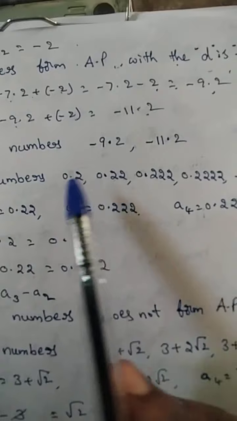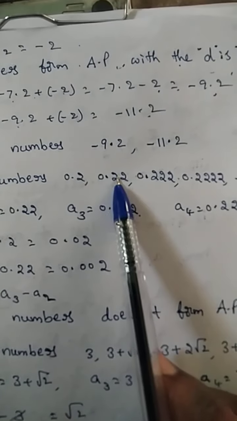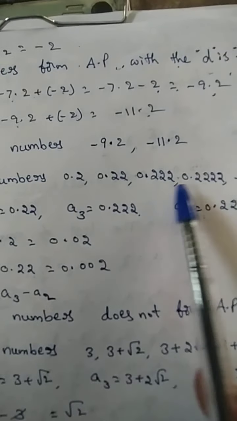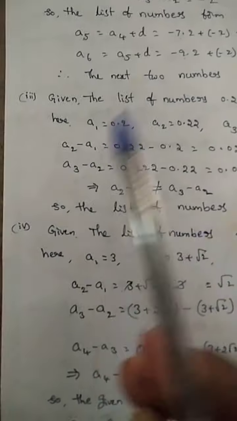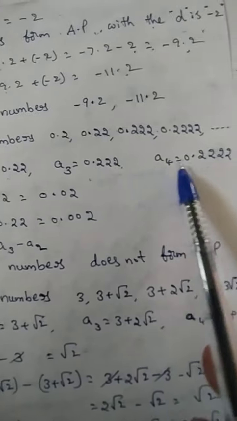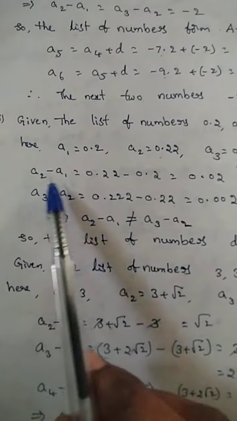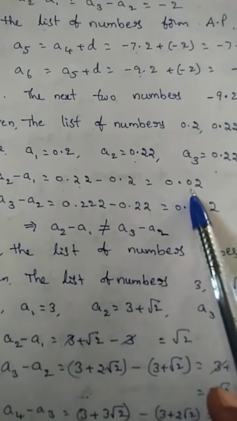Because the difference of the first two numbers is 0.02, the difference of the next two numbers is 0.002, and the difference of the next two numbers is 0.0002. Okay, so then we'll do the problem here. A1 is equal to 0.2, A2 is equal to 0.22, A3 is equal to 0.222, A4 is equal to 0.2222. A2 minus A1, 0.22 minus 0.2, is equal to 0.02.